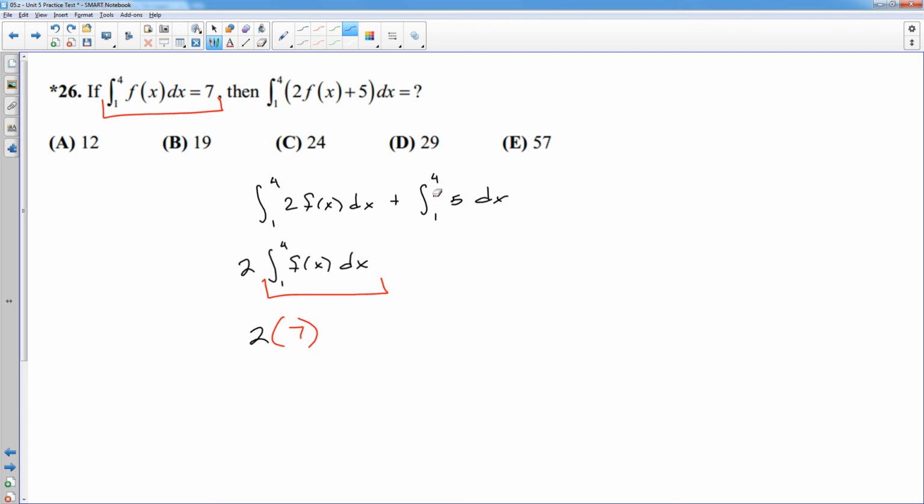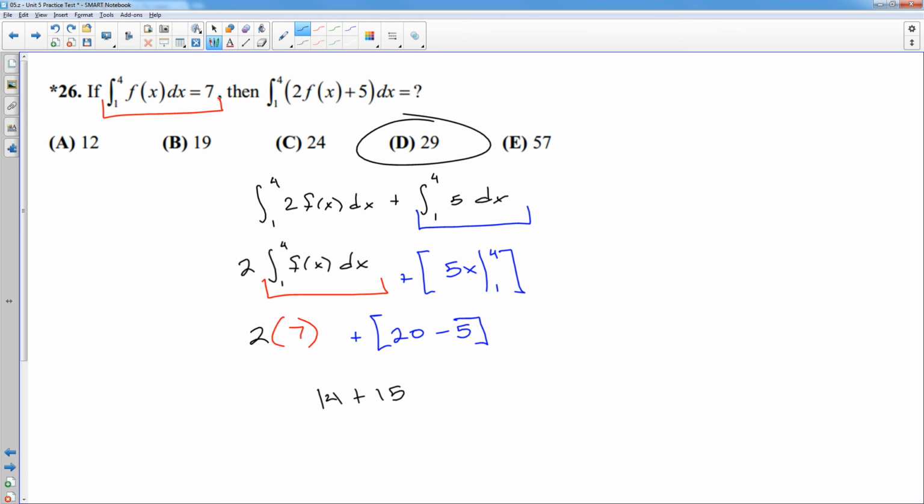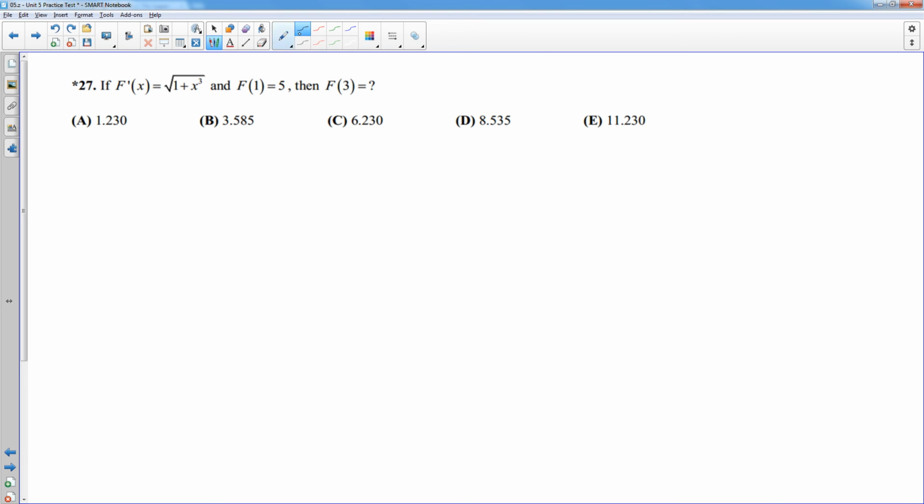Right? Then there's a 2 out in front of that. Then plus, and this one I could actually integrate. So plus the antiderivative of 5 is 5x. Evaluate that from 1 to 4. So that's going to be plus, plug in 4, 5 times 4 is 20, minus, plug in 1, 5 times 1 is 5. And so I ultimately end up with 14 plus 20 minus 5 is 15, which is 29. Notice that even though these are on the calculator portion, a lot of them can be done without a calculator. Don't feel like you have to use your calculator simply because it's in your hands.